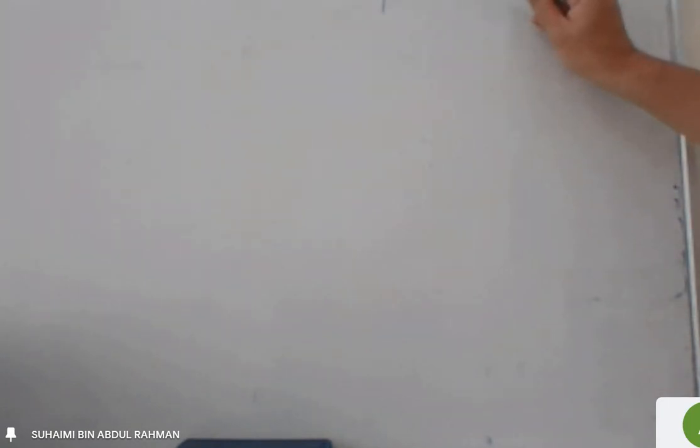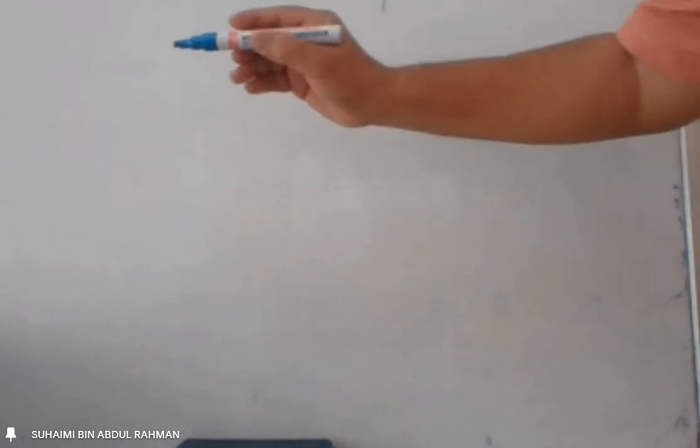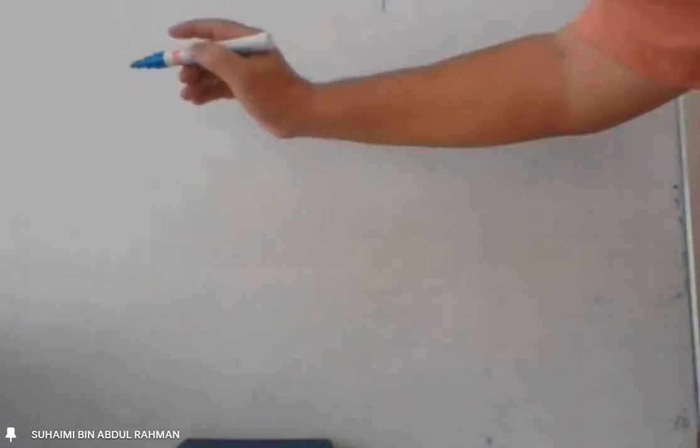Right. So we can divide two polynomials by using two methods, which we call the long division method or the synthetic division method. First, we look at the long division method. And before we look at the long division method, we have to remember this.